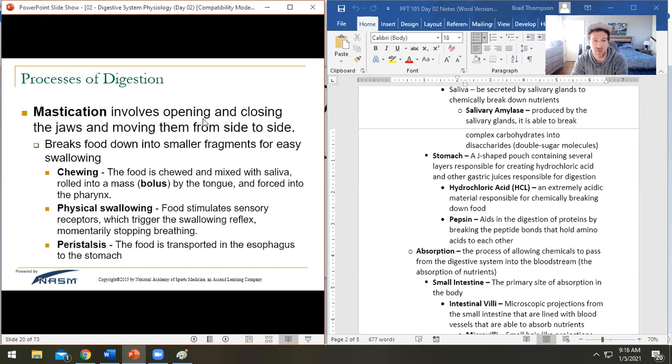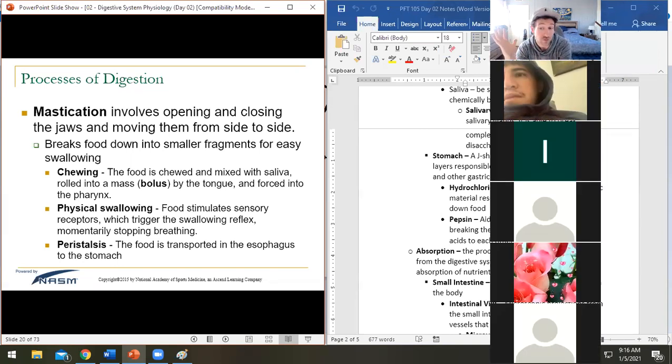That's mastication. It involves opening and closing your jaws, moving them side to side. That's why there's a little muscle right here called your masseter. If you've ever been chewing something, it happens to me when I'm eating baby carrots. It takes forever to chew them up, and these little muscles get kind of tired right here. That is your masseter. And actually, here's kind of a weird fun fact. This is just a fun fact of the day.